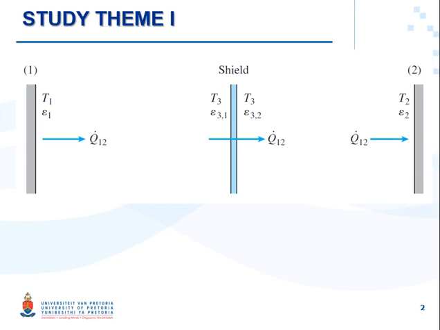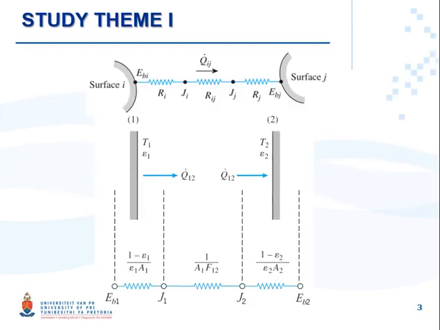So first let's start with the simple two parallel plates and the radiation resistance network associated with it. And after that we can extend it to other cases and see what we can get. As you can see here, we have two parallel plates, and the radiation resistance network associated with it is shown here. So it's so simple.